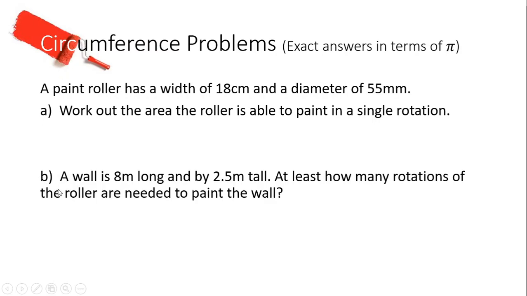Part B. A wall is 8 meters long by 2.5 meters tall. At least how many rotations of the roller are needed to paint the wall? So to cover that wall, you'll have to work out what the area of that wall is, and be careful here because this is in meters, and remember up here we had centimeters and millimeters. So you're going to want to convert these units of measure before you start. Work out the area of the wall, and see how many of these areas it takes, so how many rotations it takes to cover that area.